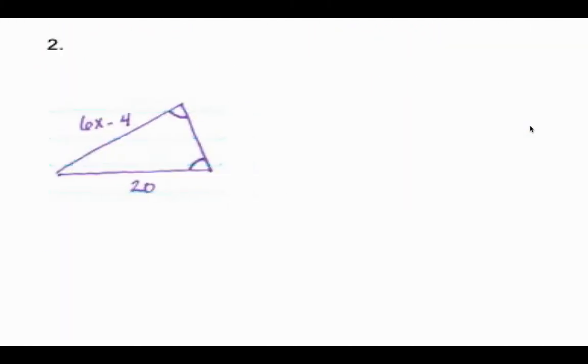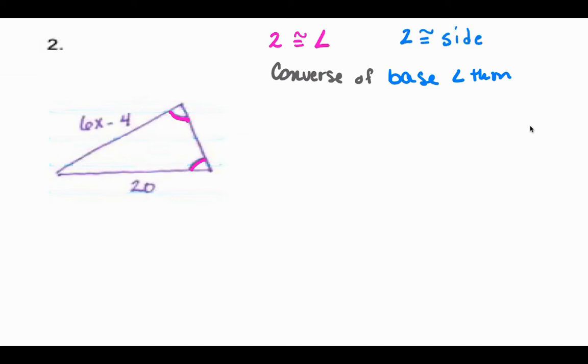In our next example, our congruent items are two angles. So we have two congruent angles, and when we have this, we can use the converse of our base angles theorem and get that the sides opposite them are congruent. So we can get two congruent sides. So our two congruent angles are going to give us two congruent sides.